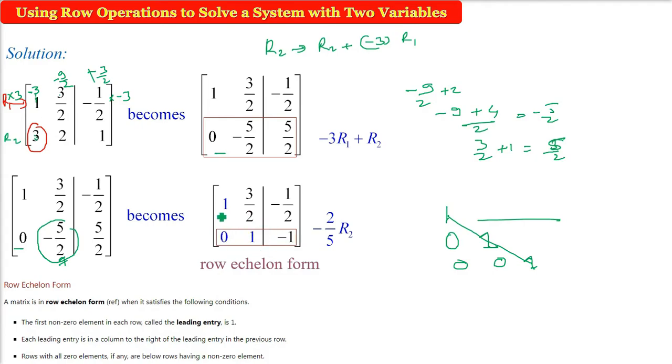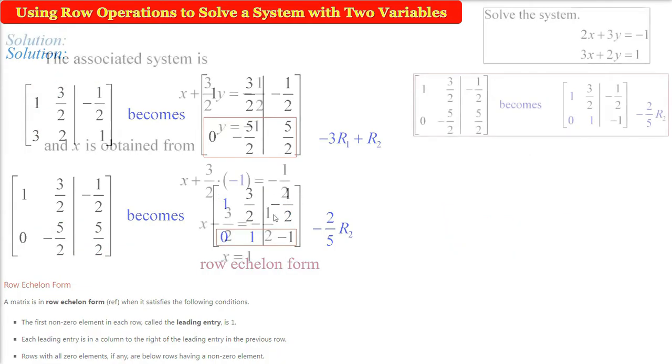So row echelon form is basically a matrix which satisfies the condition that the leading entry is 1. The first non-zero element in each row, called the leading entry, which you see here also, is 1. And each leading entry is in a column to the right of the leading entry in the previous row. So you see the 1 below is to the right of the one above. Even if you get a third row, the 1 should be below and to the right of the second row's 1. So what we are doing is multiplying by negative 2/5 and you get a 1.